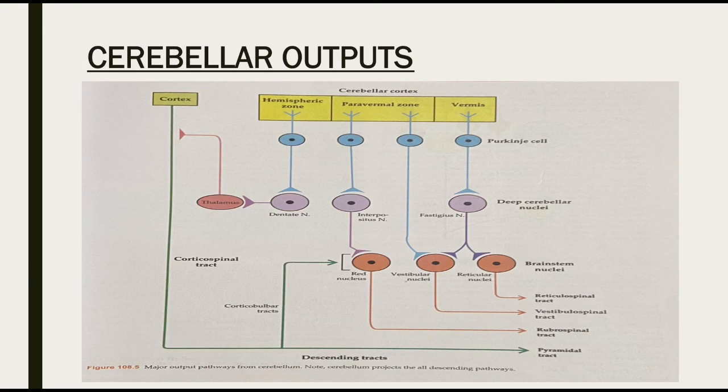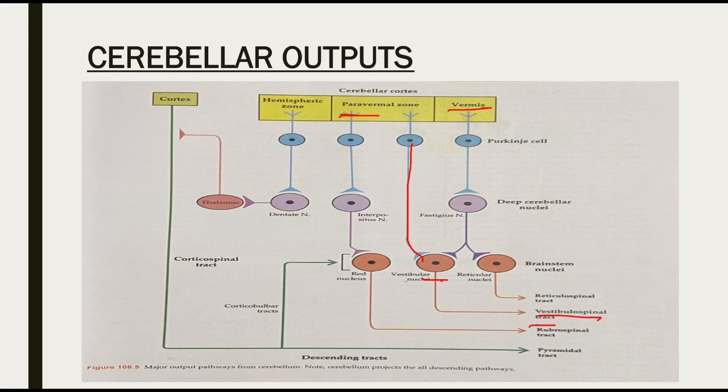Cerebellar outputs come from vestibular cerebellum, spinocerebellum, and cerebrocerebellum. Outputs coming from the vestibular cerebellum, they are coming from the paravermal zone. Without any projection in the deep cerebellar nucleus, they directly project to vestibular nucleus and control the activity of vestibulospinal tract. Outputs which are coming from the spinocerebellum, they come from the vermal portion as well as the paravermal portion.